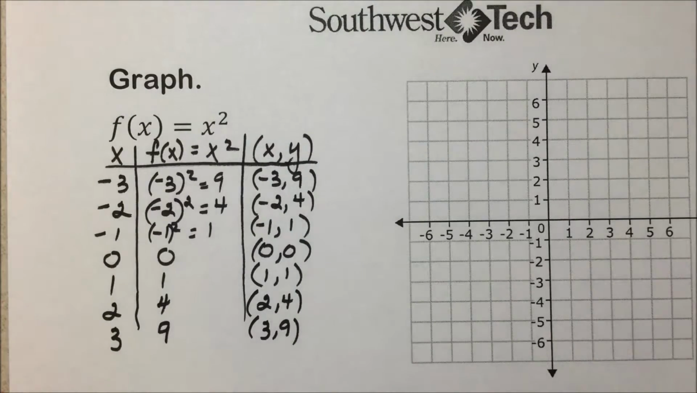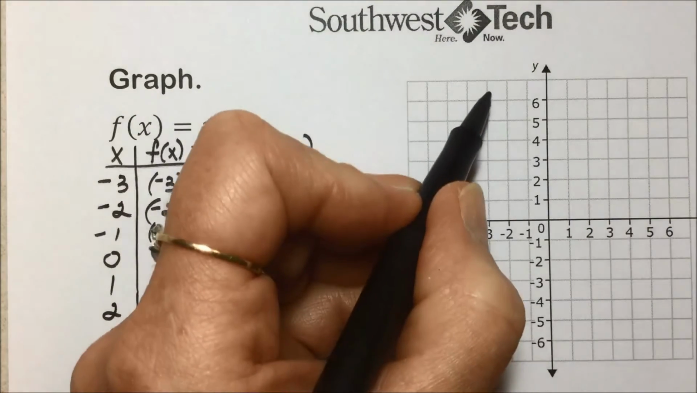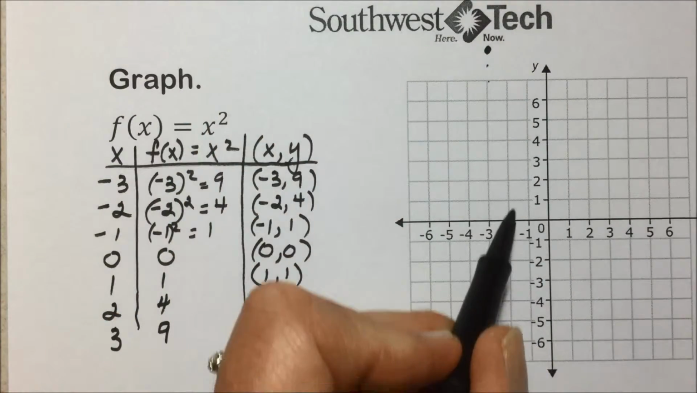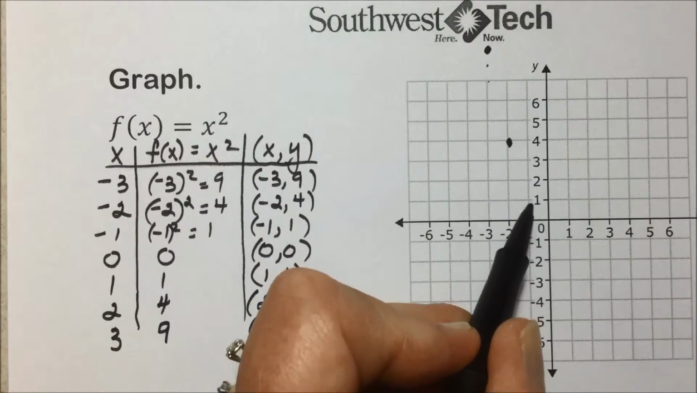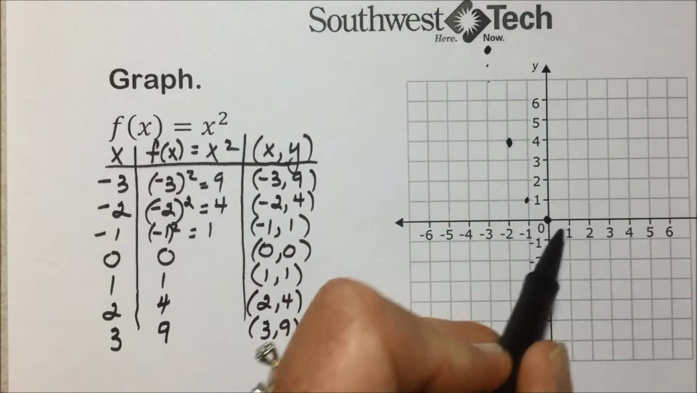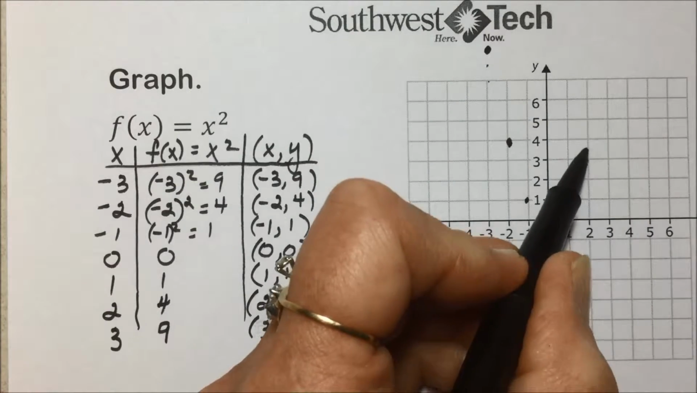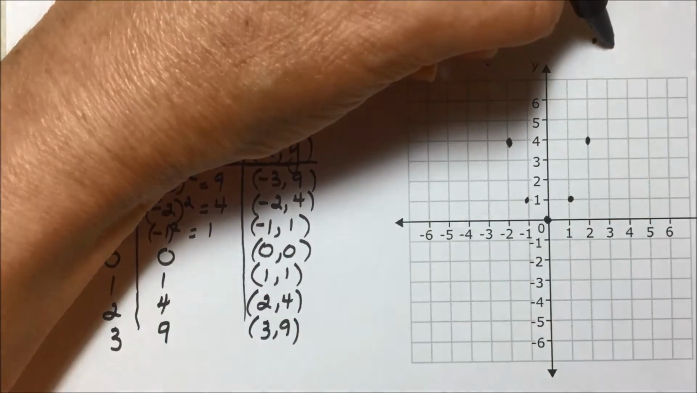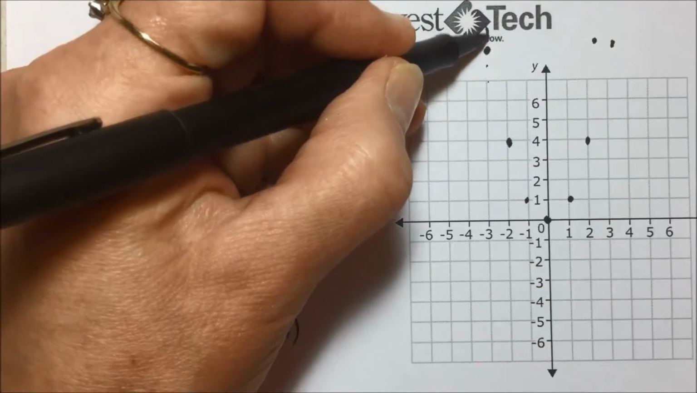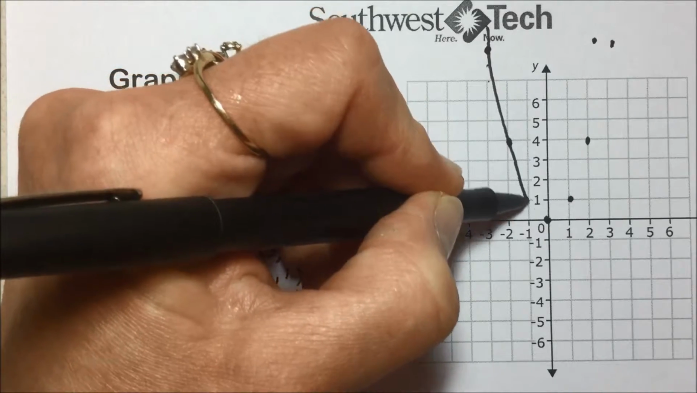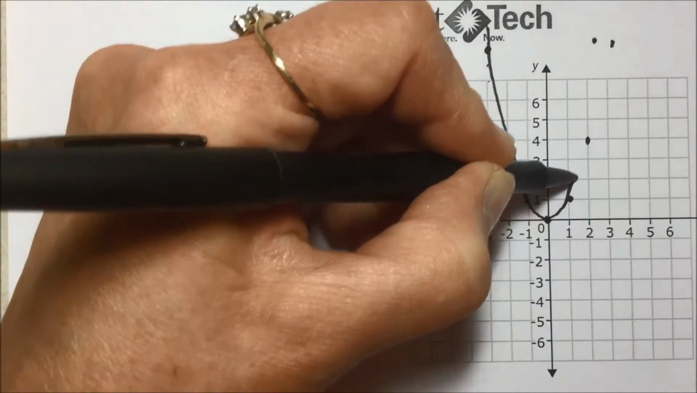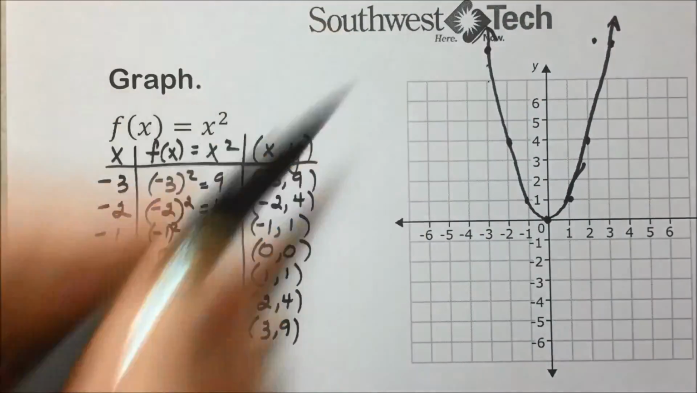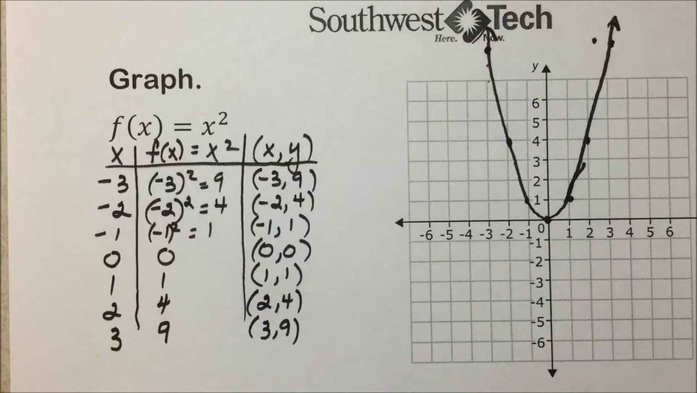Plotting these points then, we have -3, 9, which is off the scale, so let's call it up there. We have -2, 4. We have -1, 1. We have 0, 0, then 1, 1, 2, 4, and 3, 9, which is kind of off the scale. Connecting those with a smooth line, what we end up with is a shape that's known as a parabola.